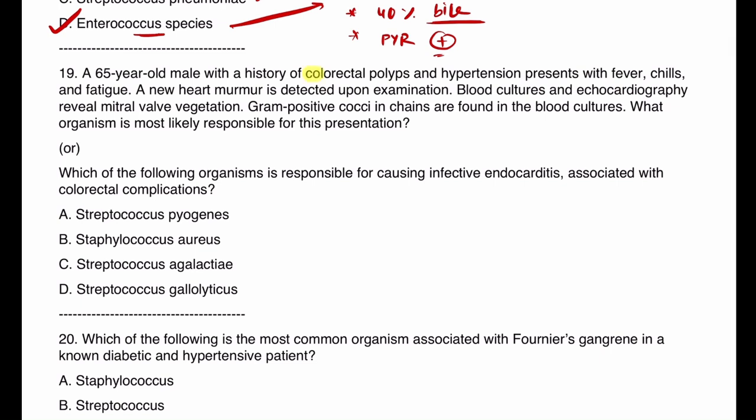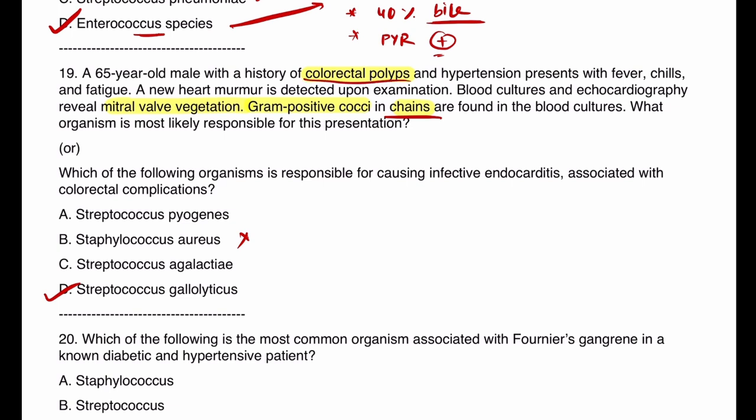A 65-year-old with colorectal polyp and hypertension presents with fever, chills and fatigue, heart murmur detected, and there is mitral valve vegetation. Gram positive cocci in chains, so it is Streptococcus. What is the most likely organism responsible for the disease? So it is streptococci, not staphylococci, because it is in chains. Now, Streptococcus agalactiae, Streptococcus gallolyticus, or pyogenes, which will be the answer? The answer to this question will be gallolyticus.